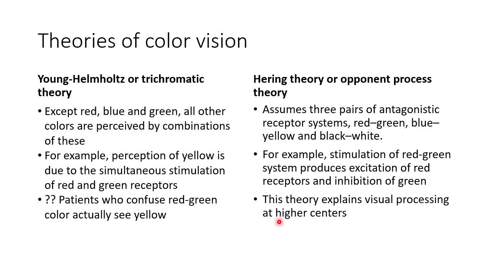So for that, we have another theory, that is Hering's theory or the opponent process theory. This assumes that there are three pairs of antagonistic receptor systems, that is red-green, blue-yellow, and black-white, such that in each antagonistic receptor system, stimulation of one causes inhibition of the other, right? This explains visual processing at higher centers.